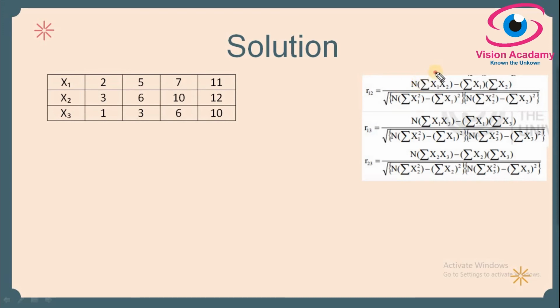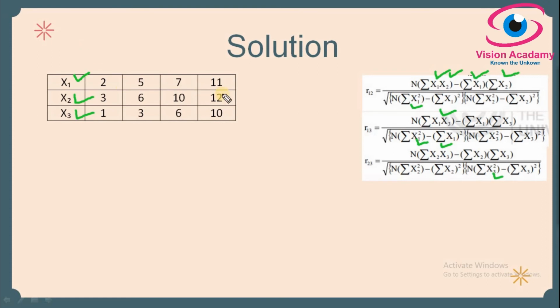One is x1, x2, and very simply summation x1 we need, summation x2, summation x3, summation x1 square, summation x2 square, summation x3 square, and summation x1 x2, summation x1 x3, summation x2 x3 we need. These are the primary information.